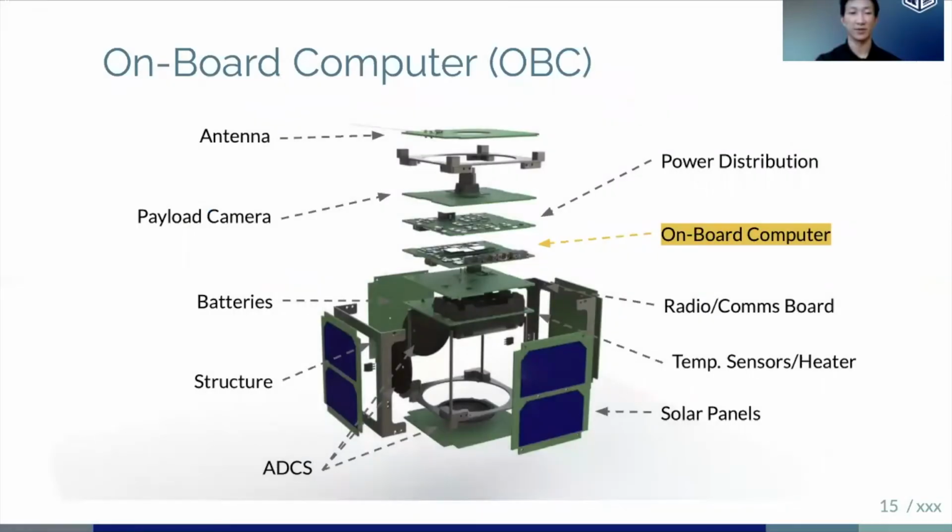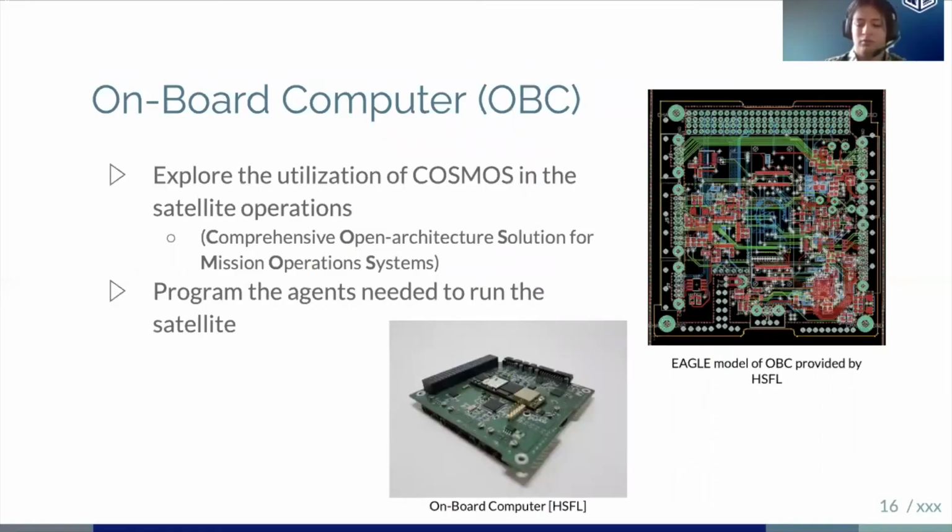Next, we have the onboard computer subsystem. So the OBC subsystem is responsible for writing all the software necessary to run the satellite. To do this, we use a program called Cosmos, and we create different agents with Cosmos. On the right, we have an Eagle model of the OBC, and below we have the actual OBC.